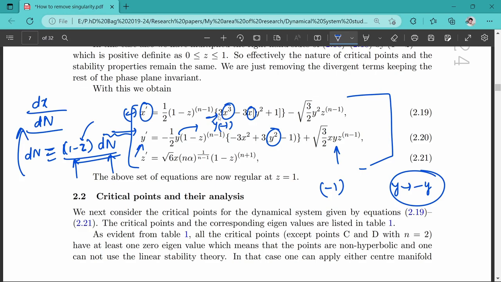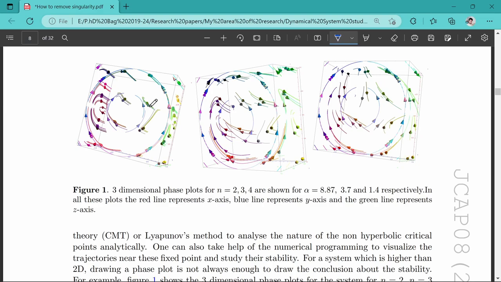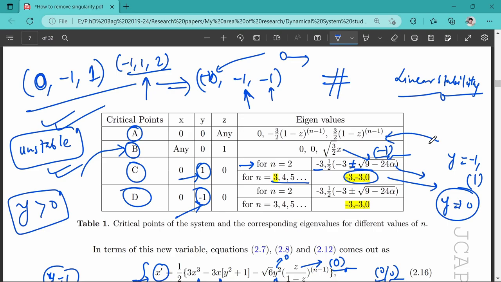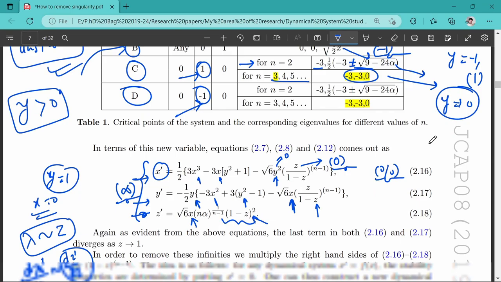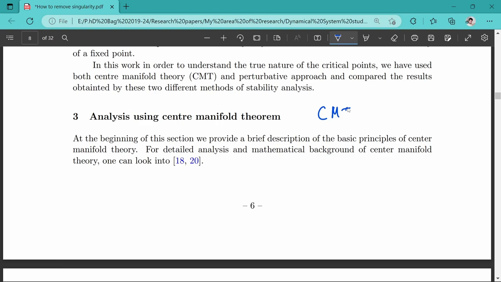Okay. So moving on. Now when we try to understand the phase space in three dimensions, here is the phase space, but the phase space cannot tell you anything about it. So in order to understand the behavior of a critical point where the linear stability theory fails, it comes to the center manifold theorem, or Lyapunov stability theorem, or numerical techniques. If you don't know anything about the center manifold theorem, or let us say CMT, you can adopt the numerical technique, or you can use the Lyapunov theorem, which is again a very hectic process. The center manifold theorem is also a hectic process.